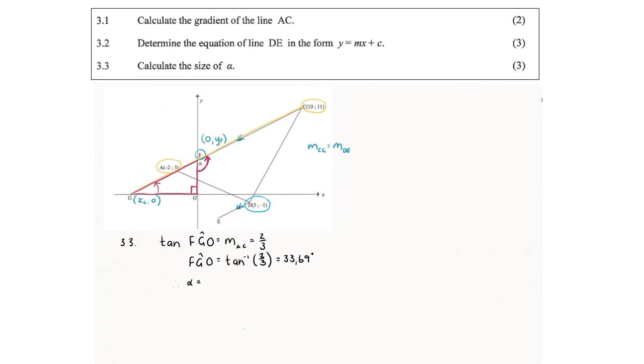And as we said, alpha is an exterior angle of the triangle, so alpha will be equal to 90 degrees plus 33.69. That's the sum of the two opposite interior angles. And that gives us an answer of 123.69 degrees. For this question, you get 3 marks: 1 mark for tan of angle FGO equals 2/3, 1 mark for 33.69 degrees, and 1 mark for the final answer.